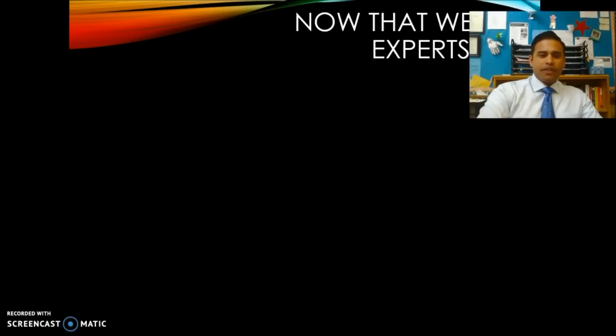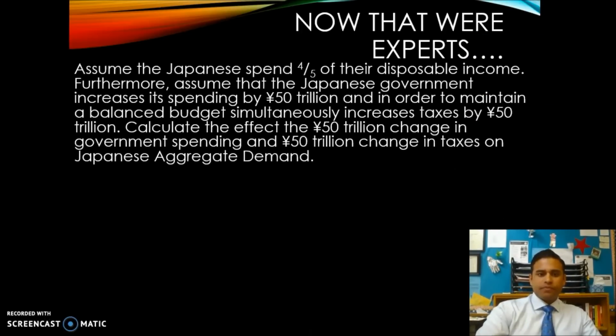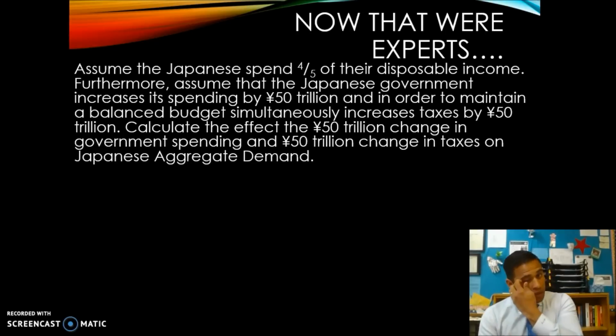Let's think about this example. If the Japanese spend 4/5 of their disposable income, and we assume that the Japanese government increases spending by 50 trillion yen, and in order to maintain a balanced budget, they simultaneously, meaning at the same time they increase spending, they increase taxes by 50 trillion yen. So they spent more, and they're paying for that increased spending by increased taxes of the same amount.